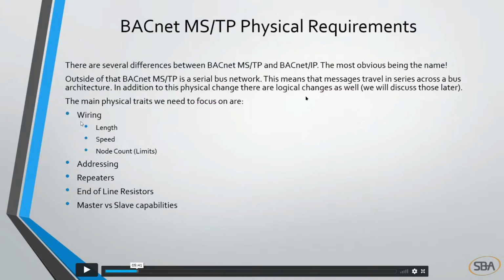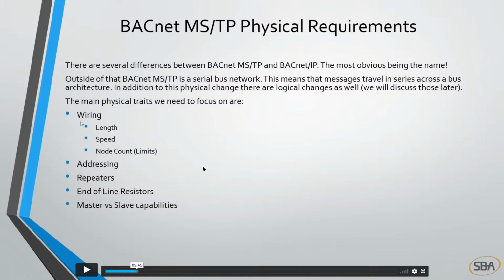When we look at MSTP, there are several differences between MSTP and IP, and we're going to cover IP in the next SBA TV episode. The main traits we're concerned with are the wiring, which is one of the biggest factors in whether our MSTP actually works, and the line resistors and addressing. We'll dive a little into repeaters and master versus slave capabilities, but we're not going too deep down that rabbit hole. For wiring, we follow the RS-485 standard.